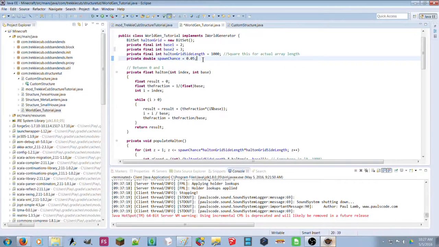It's a similar problem that we're going to face depending on what the spawn chance is. Oh, by the way, you probably don't want this to go above 10%. You might want to do more, but even with the Halton sequence, you still risk having a whole bunch of structures clustering together the higher the spawn chance is.